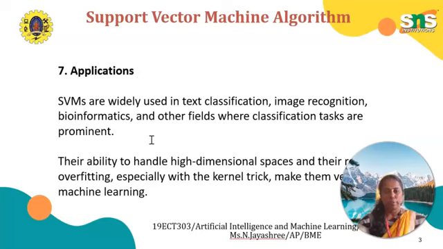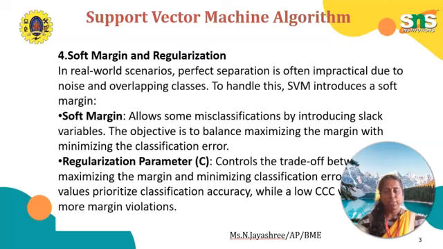So finally I conclude that there are 7 steps behind the support vector machine. Number 1 is the basic concept. Number 2 is the mathematical formulation. Number 3 is the kernel trick. Number 4 is soft margin, which is used because perfect separation is often impracticable due to noise and overlapping classes.